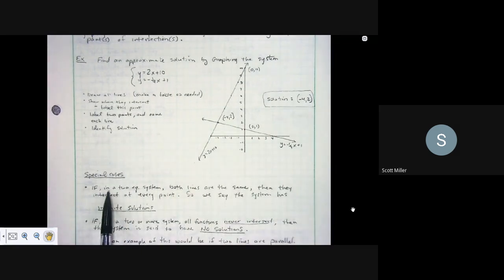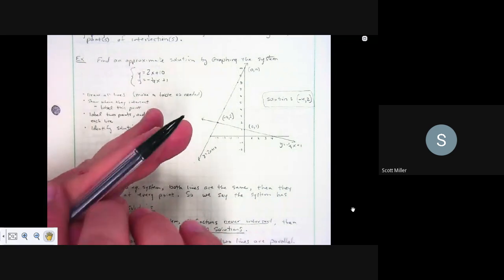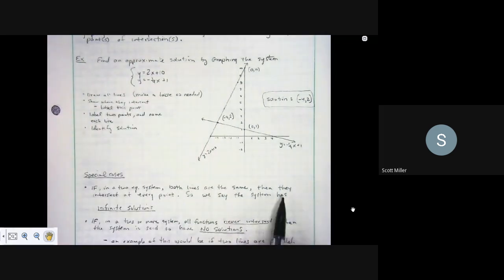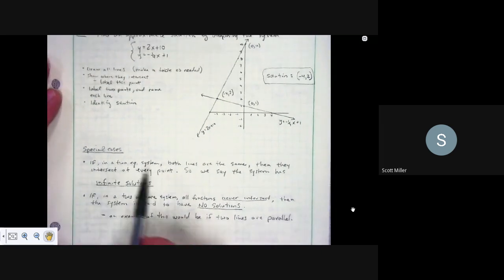Well, if I have a 2-equation system, if both lines are the same line, although they may be written in different forms, but when you graph them, it becomes the exact same line, then the 2 lines intersect at every single point. Think of it as one line on top of the other line. That means everywhere along there, they intersect. So that system has what's called infinite solutions. This is where you would have a case where you have more than one solution, if they are the same line.